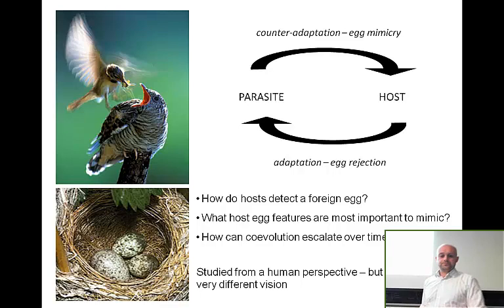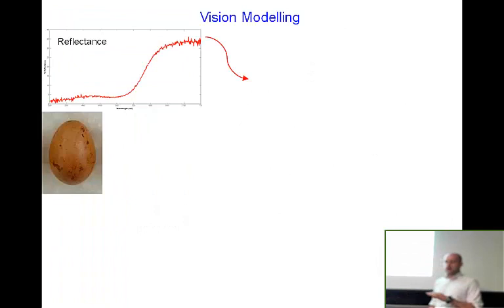So I'm not going to go into any great detail about the methods. I'm happy to answer any questions later. I just want to give you a little bit of information about how we can actually quantify egg markings, just to make some of the later stuff I'm going to tell you about make a bit more sense.